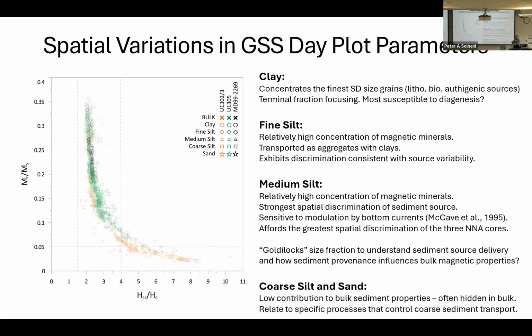So really, when we're looking at this as a provenance tracer, the clay isn't great at discriminating those different sources. Fine silt starts to get there. It exhibits some discrimination that would be consistent with source variability. But by the time we get to the medium silt size fraction, we can really start to tease a lot of these different signatures of different source contributions apart in these three sediment cores.